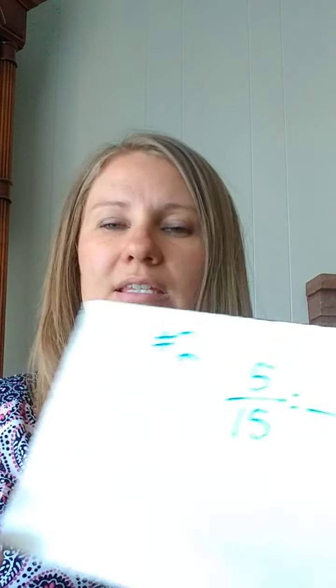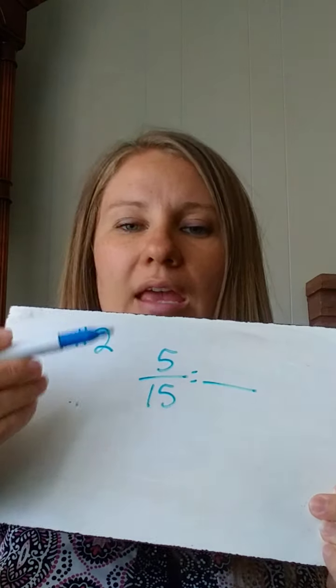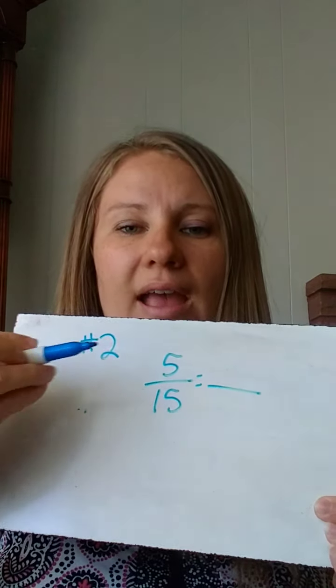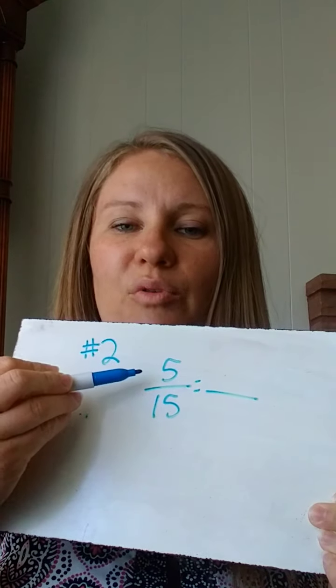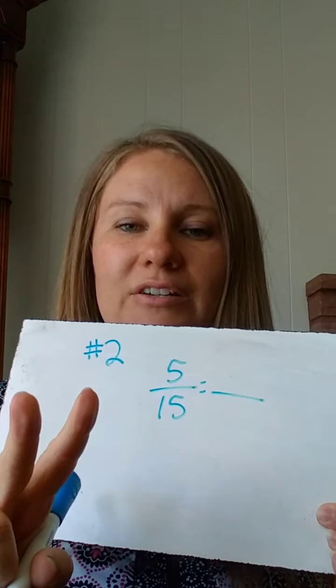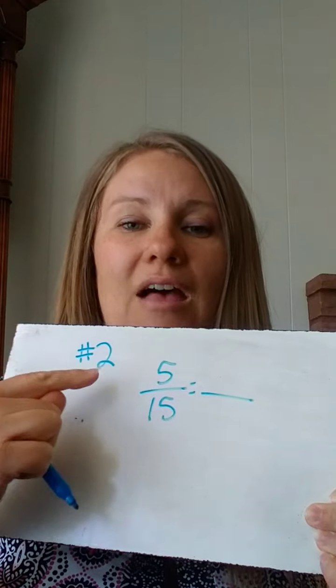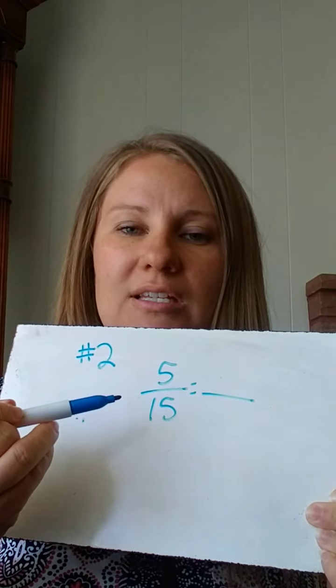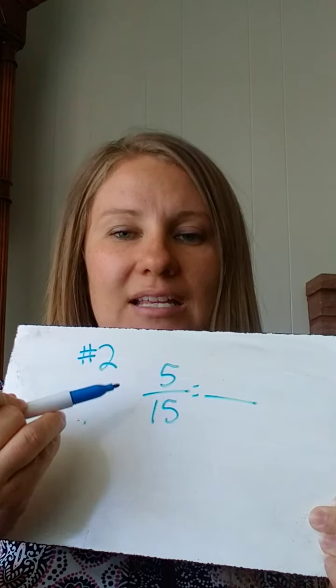Number 2, it wants us to reduce the fraction 5/15. So I'm going to look at this and think, okay, can 2 go into these? What factors do I have? So I have 5 and 15. 5 is a prime number. That means only 2 factors, 1 and itself, so 1 and 5. So 1 would just leave our fraction the same as it is now, so let's try dividing these by 5.